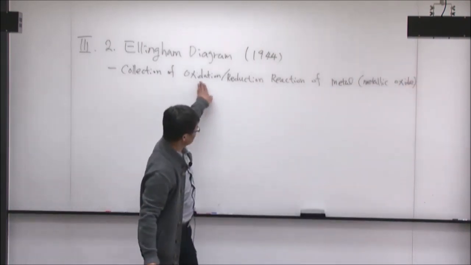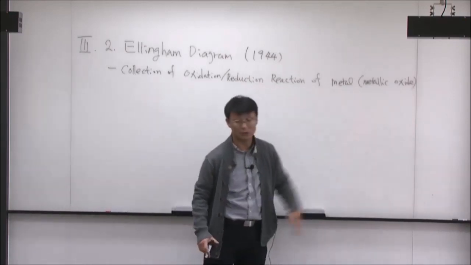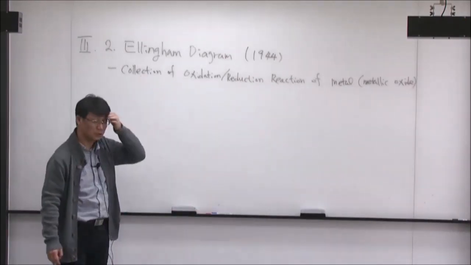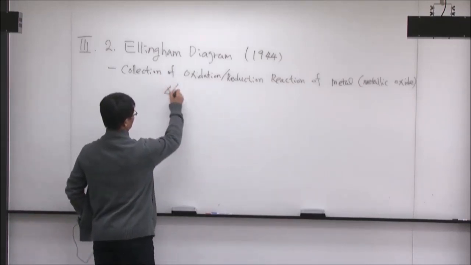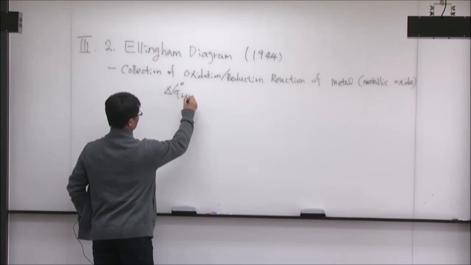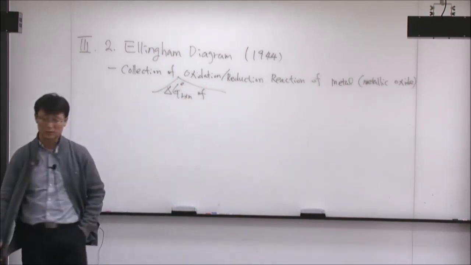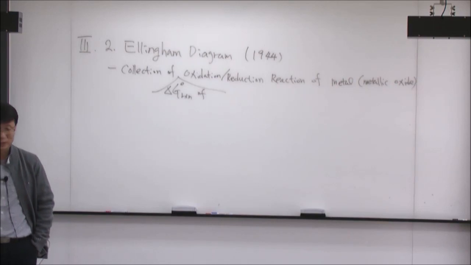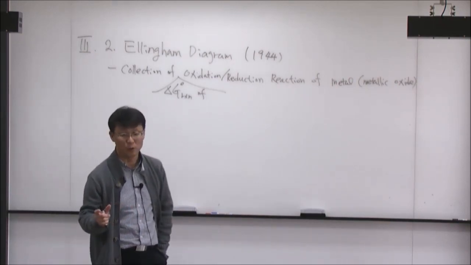Or oxidation reaction of the metals, or reduction reaction of the metallic oxide. Okay? So it's the collection of all these kinds of thermodynamic information, especially the oxidation and reduction reactions. So you see a lot of thermodynamic tables. You saw some thermodynamic tables for your homework number 1.